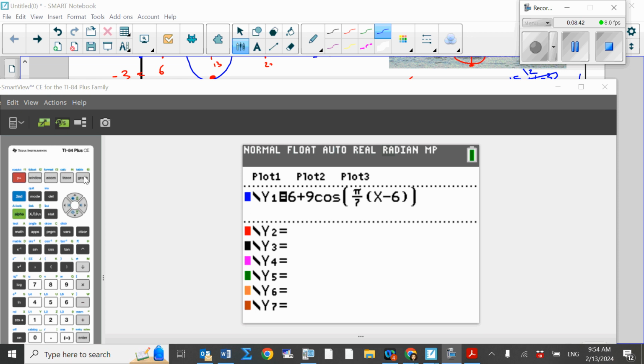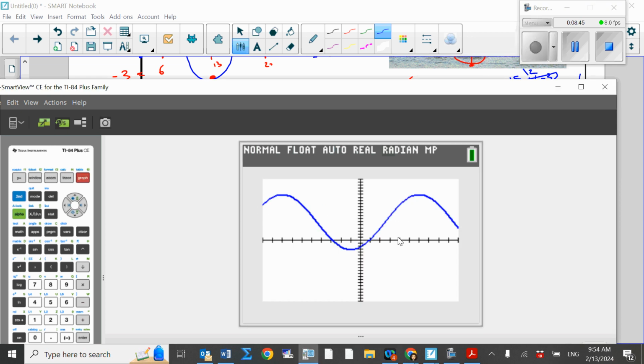Okay, so let's see the graph. This is the graph of the function. Of course, because this is a sinusoidal function, it's going to continue itself from the left and the right. We're looking at part of the function.